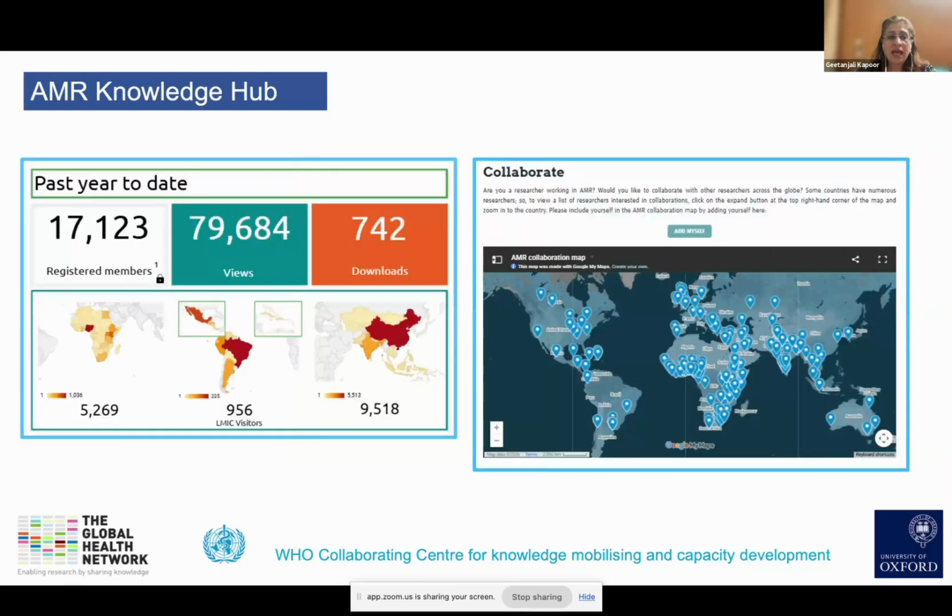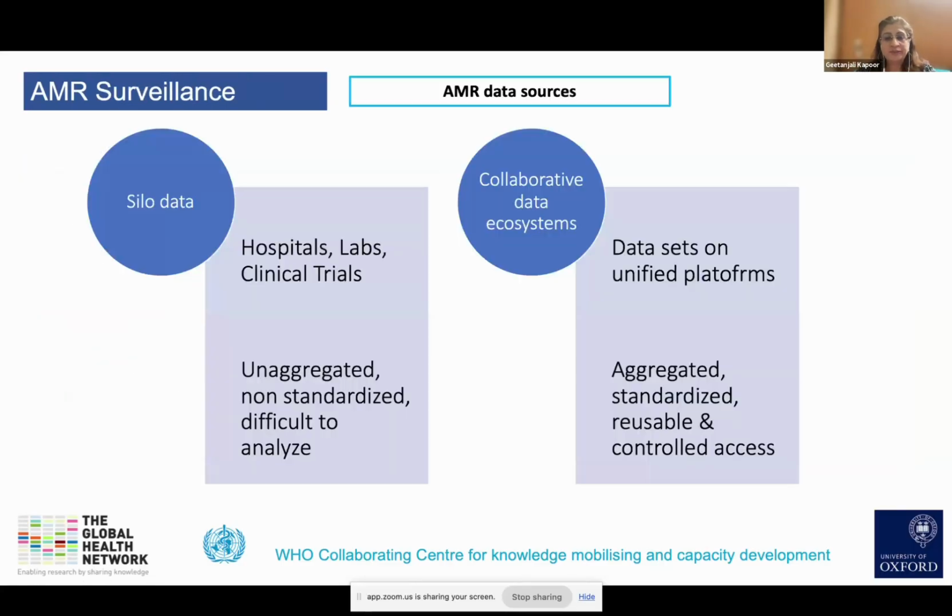Now, over here, we have more than 17,000 registered members. And most of these members are from low and middle income countries, which is justified, considering that AMR is very, very prevalent in these areas. And as I mentioned earlier, we also have the AMR collaboration map. So as a researcher working in AMR, if you want to look into which other researchers are in your area or in an area of your interest, you can always find that out through this AMR collaboration map.